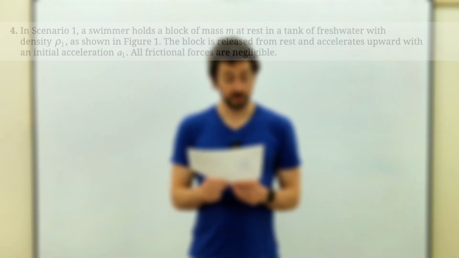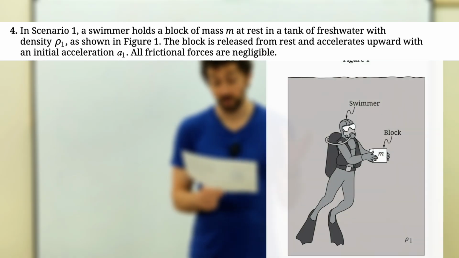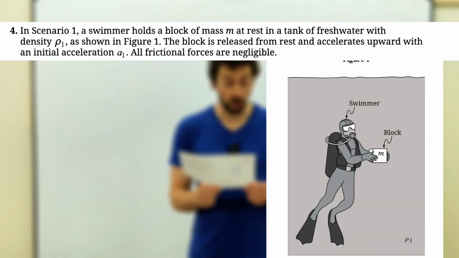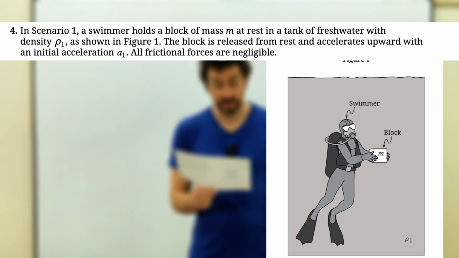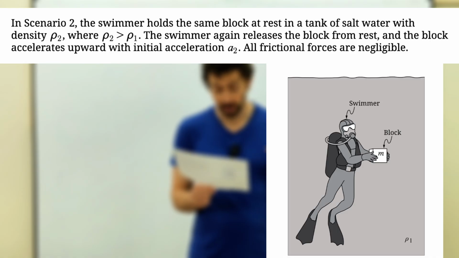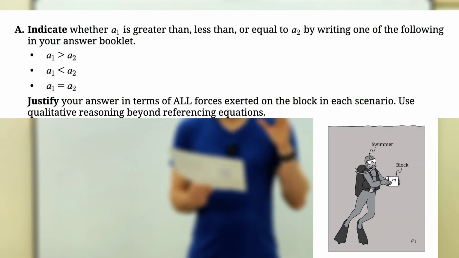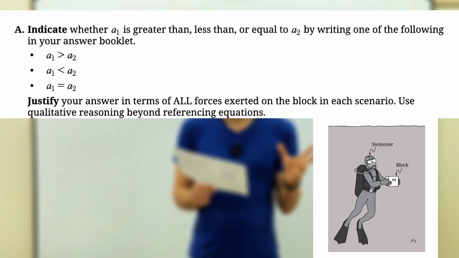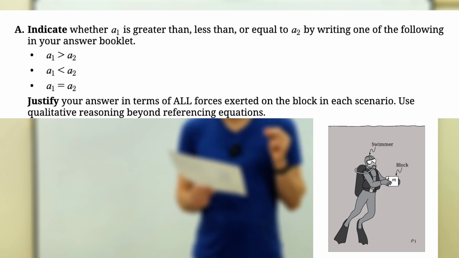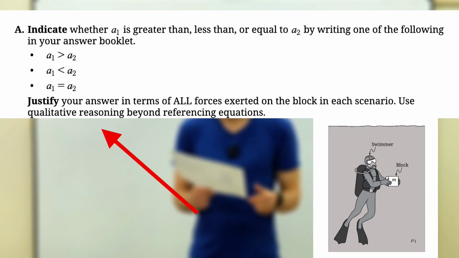Question 4. In scenario 1, a swimmer holds a block of mass m at rest in a tank of fresh water with density rho1, as shown in figure 1. The block is released and accelerates upwards with an initial acceleration a1. In scenario 2, the swimmer holds the same block at rest in a tank of salt water with density rho2. Rho2 is greater than rho1. The swimmer again releases the block and it accelerates upwards with acceleration a2. So A, indicate whether a1 is greater, less, or equal to a2, and justify your answer in terms of all forces exerted on the block in each scenario. Use qualitative reasoning beyond referencing equations.